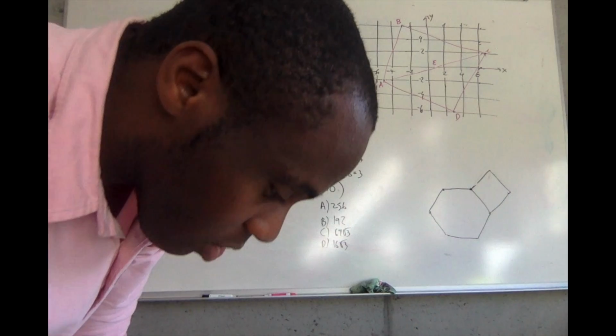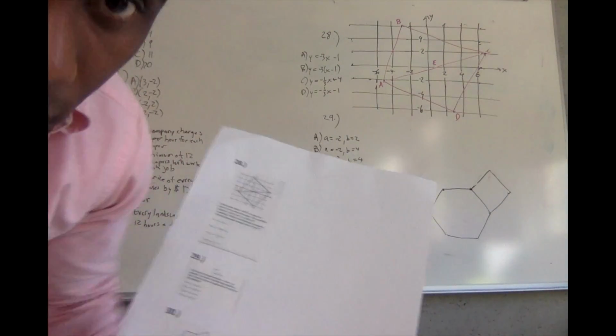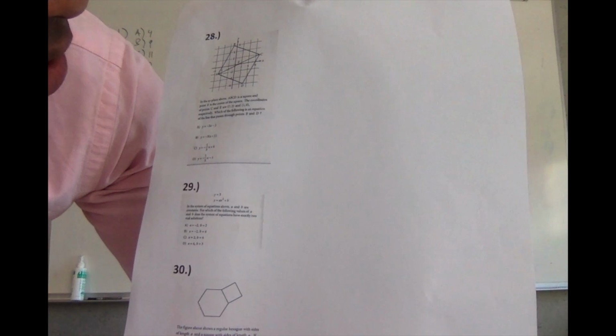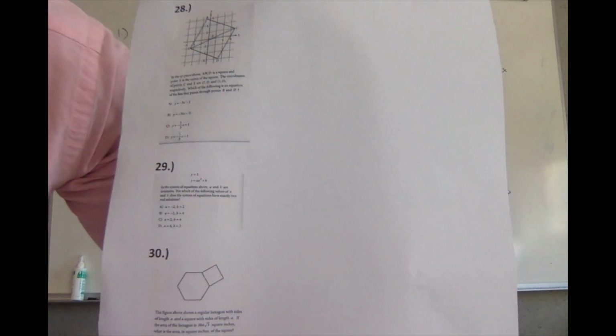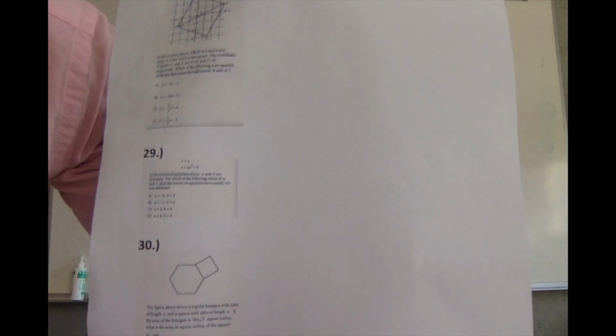And the problems with potentially the use of a calculator are: 28. In the xy plane above, ABCD is a square and point E is the center of the square. The coordinates of points C and E are (7, 2) and (1, 0), respectively. Which of the following is an equation of the line that passes through points B and D? A, y equals -3x - 1. B, y equals -3 times the quantity (x - 1). C, y equals -1/3 x plus 4. D, y equals -1/3 x minus 1.